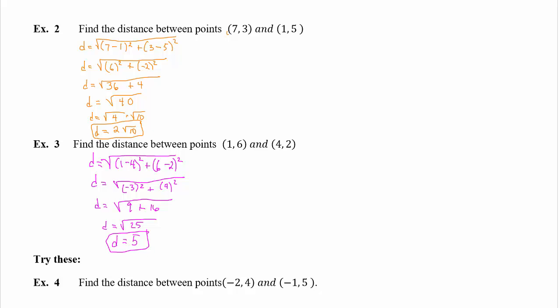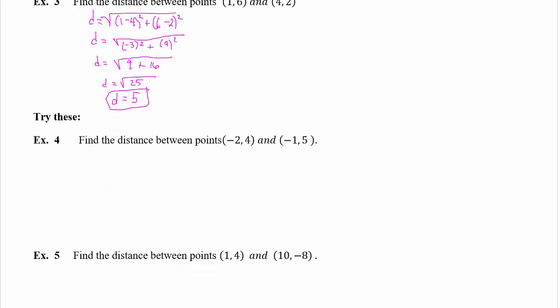Okay, so why don't we take a look at number 4. Find the distance between points negative 2, 4, and negative 1, 5. So let's start off. Here we go. D equals the square root of negative 2 minus negative 1. A lot of times I'll see people just do negative 2 minus 1, but it's really negative 2 minus negative 1. And we're going to square that.